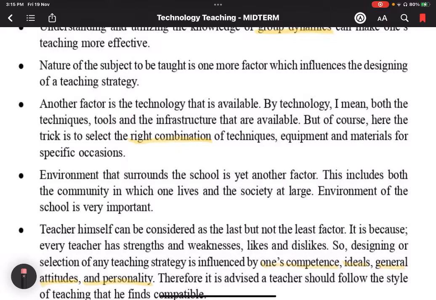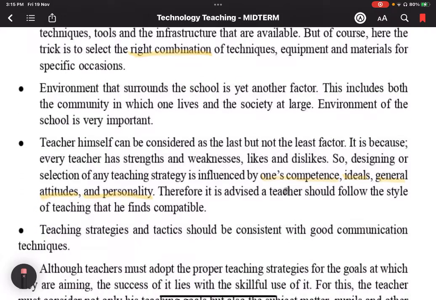So, ano yung learning strategy? So, you have to take them into account or consider them, no? In evaluating your strategy. The teacher himself can be considered as the last. Yan. Yung competence mo, yung ideals mo, yung also your attitude, general attitude, and your personality. It is the, sabi rito, it is the least factor. Yan, pinakahuling factor na pwedeng makaapekto sa iyong teaching strategy. Teaching strategies and tactics should be consistent with good communication techniques.